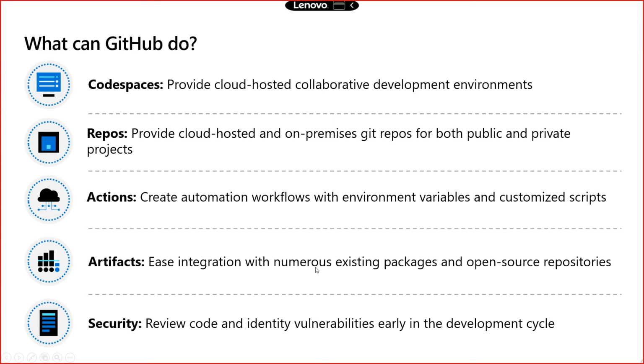Next, you have artifacts, so you can deploy your packages. If you want to deploy your packages into the application, you can use those through the artifacts. Another thing you have is security, where you do a code review, vulnerability scan, and other things, so you can do code scanning for your application. So GitHub also has similar features to what Azure DevOps offers you.